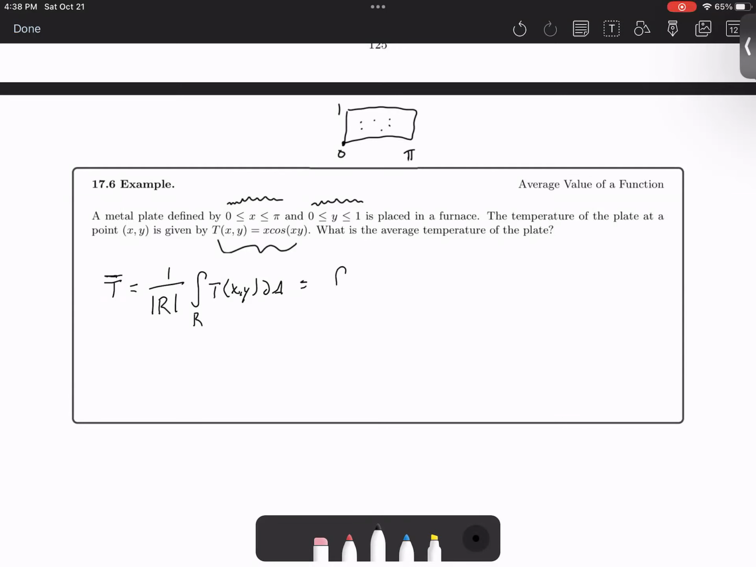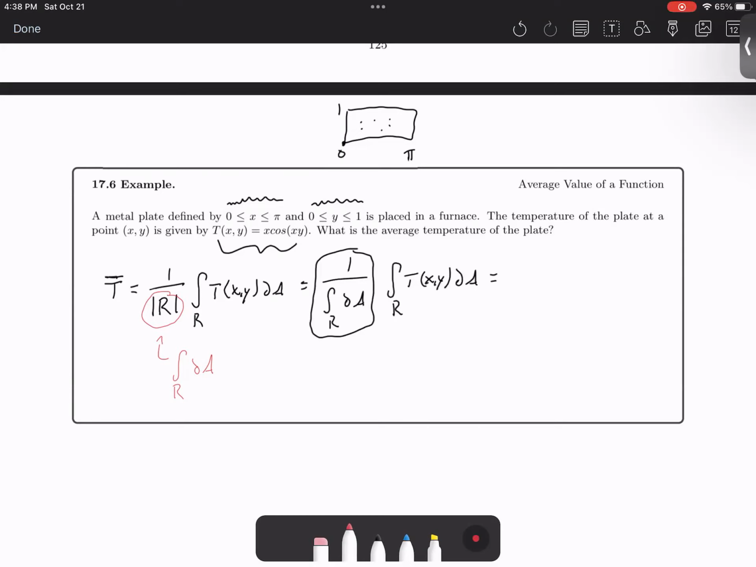And we've seen in this section that I can find the area of a region by evaluating the integral over that region. Okay, so I can write this as 1 over the integral over the region times the integral over the region of the temperature. Okay, so let's run through this. Here, I can evaluate, let's do this part first.